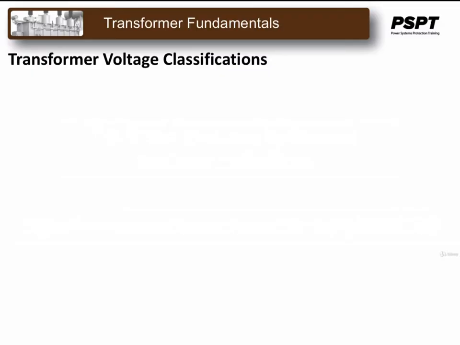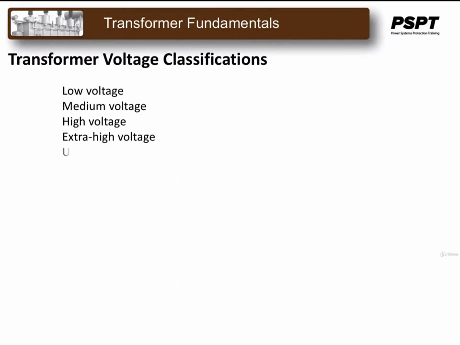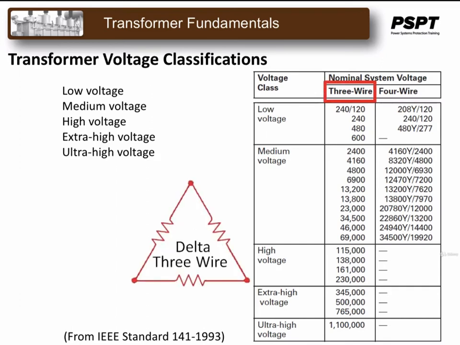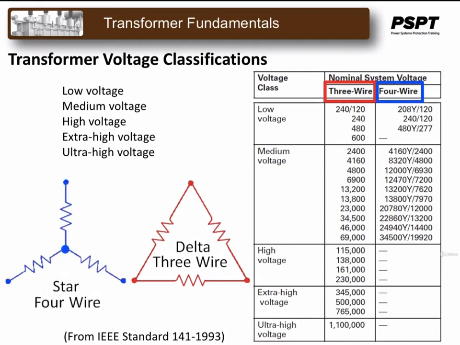Transformers are usually classified by voltage, starting with low voltage, then going to medium voltage, high voltage, extra high voltage, and ultra high voltage. This table shows the voltage ranges for each classification. Three-wire means a delta connection, and four-wire means a star or a Y connection.